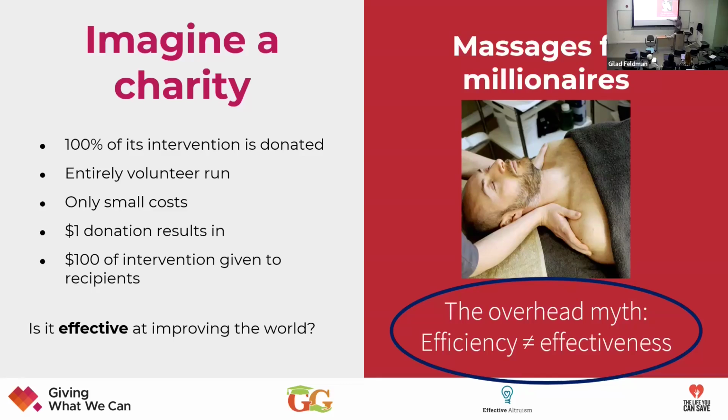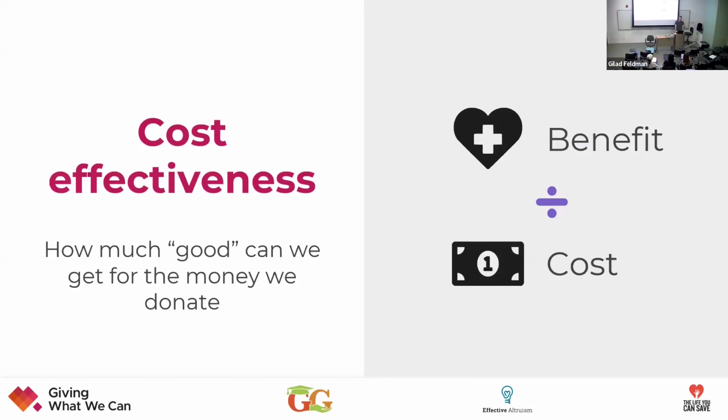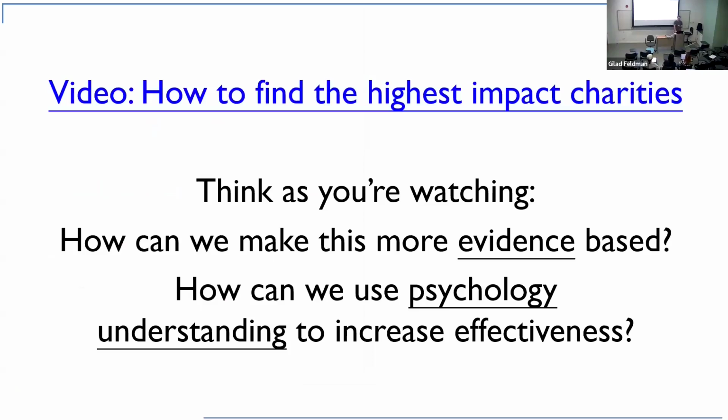So you want to focus not only on efficiency, but also on effectiveness. When you donate $1, how many lives are going to be saved, or how much better are our lives going to be as a result of this? So you need to look at cost effectiveness, but also at how much good you can do in the world beyond the costs. So what is it that the charity is actually doing at the end?